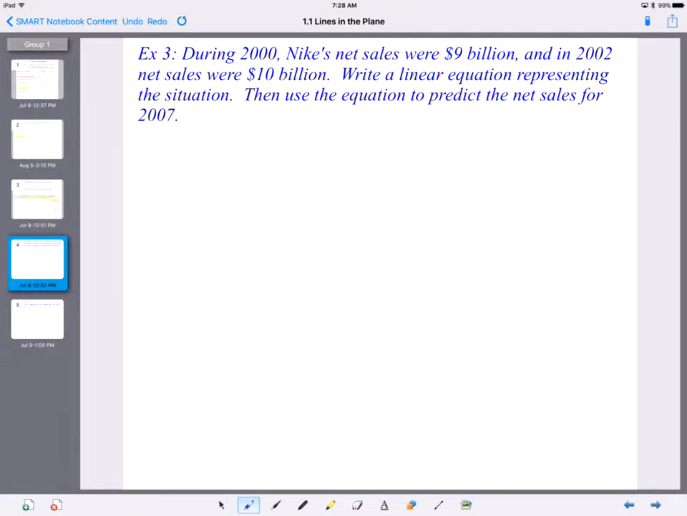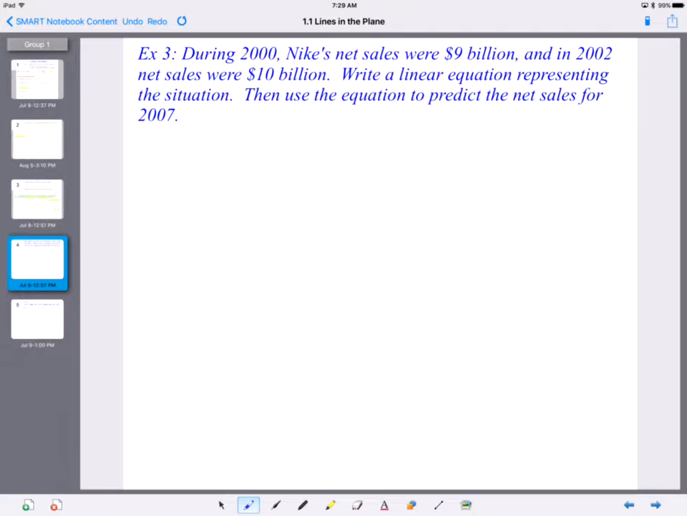Alright, the very last problem that we're going to do is going to be dealing with application problems. Something kind of real life that we could be talking about in terms of linear equations. The numbers on this one are pretty nice, but the idea behind it is really what I want to focus on. So during 2000, Nike's net sales were $9 billion, and in 2002, net sales were $10 billion. Write a linear equation representing the situation. Then use the equation to predict the net sales for 2007.